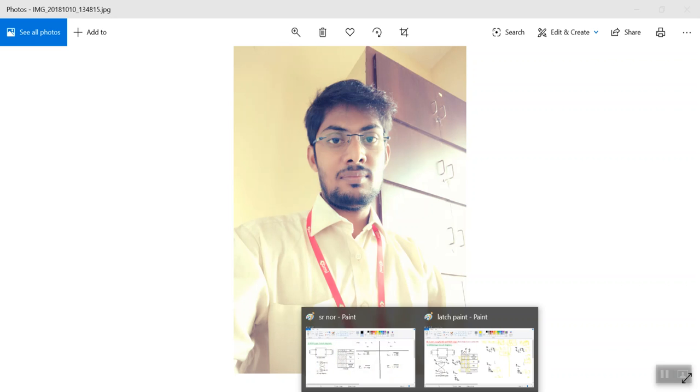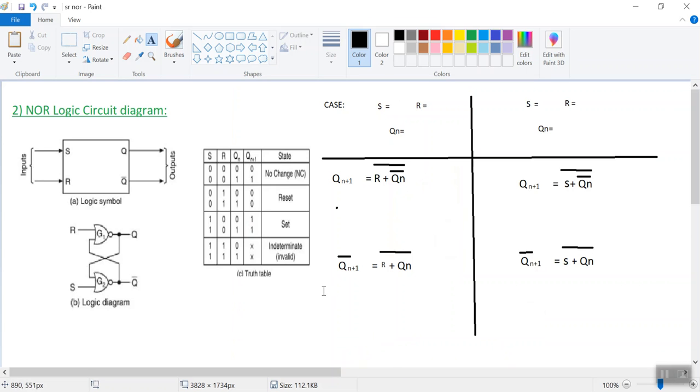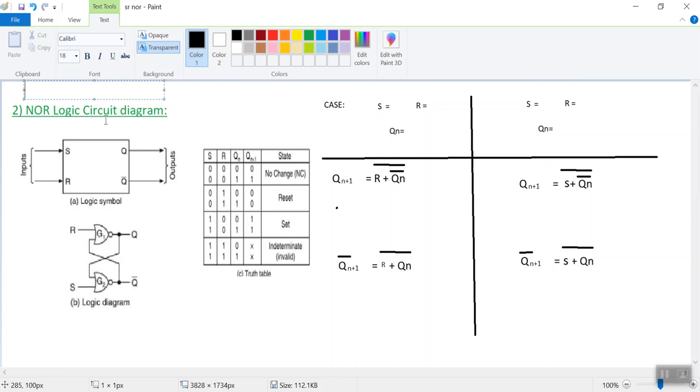Continuation with the last concept. Here we need to discuss the concept of the SR latch using NOR gates. So I will explain the SR latch using NOR gates. This is what I need to discuss in this particular concept.